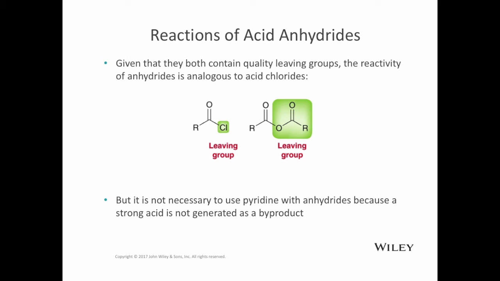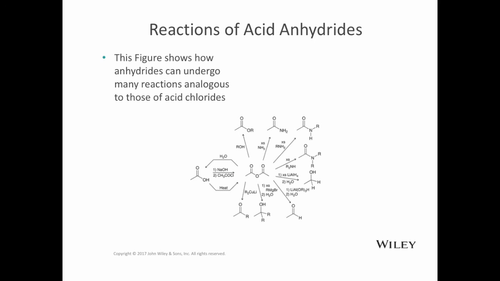Acid anhydrides react in a way that's directly analogous to acid chlorides. So with all the acid chloride reactions, the Cl was the leaving group. With anhydride reactions, this entire portion of the molecule will act as the leaving group. So you could do all of the same types of things with acid anhydrides that we saw with acid chlorides.